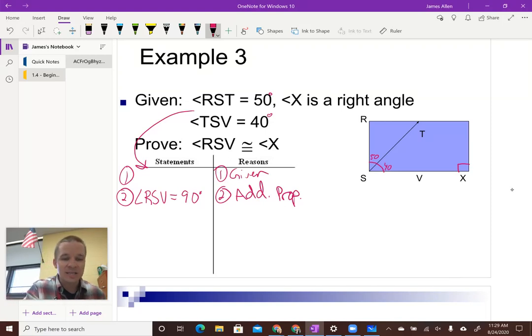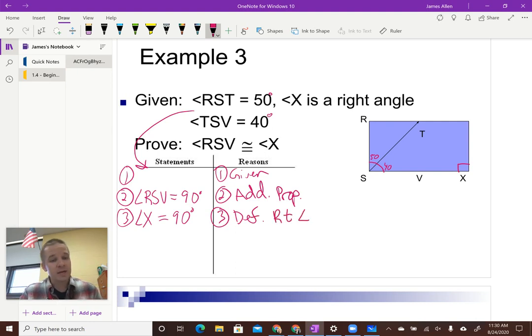I need to see this part right here. I have to see angle RSV is 90 degrees. Okay, that is so important because what we're using now is that it is 90 degrees. You'll see in just a sec. So I've got 90 degrees for RSV. I've got a right angle for X. I have to get those to be the same thing. So I've got 2 options here. I'm going to go the route of saying that angle X equals 90 degrees. And my reason would be definition of a right angle.